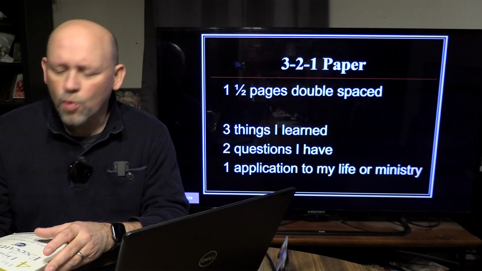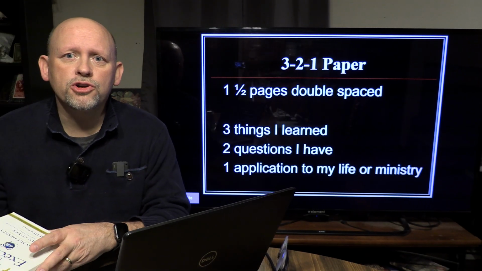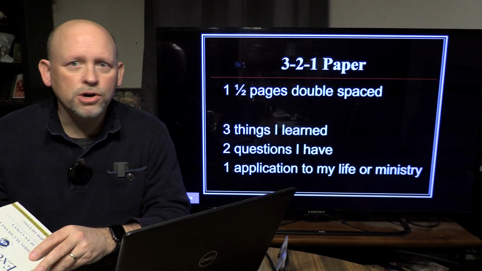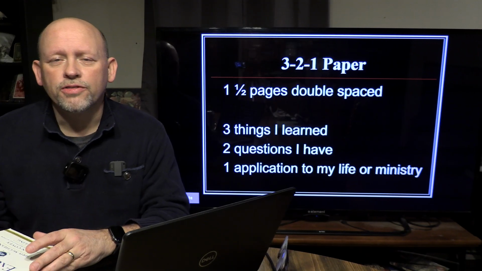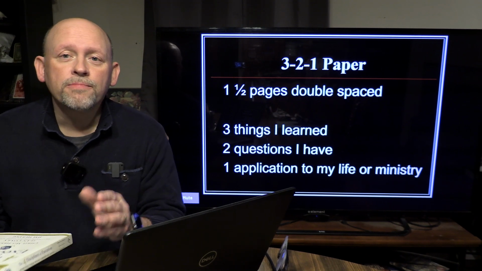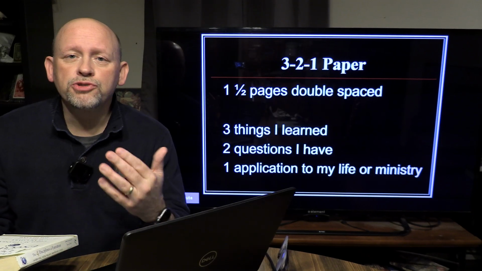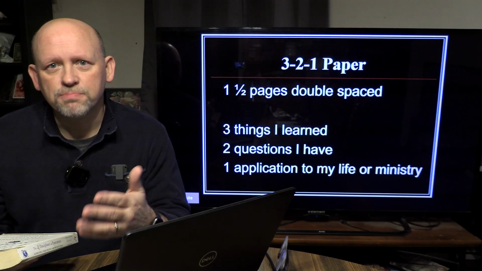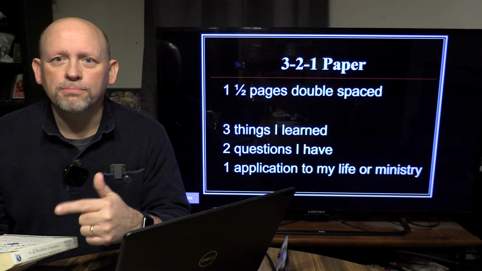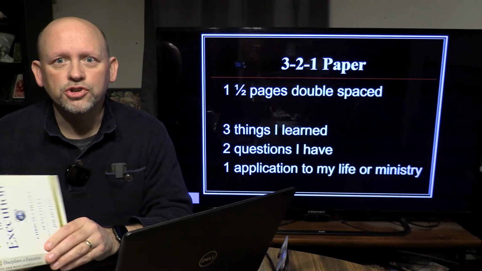Now let me explain why we have you do this. As a minister, as somebody who grows through reading books, you're going to have a lot of books on your shelf, and there's no way that you're possibly ever going to remember everything that you read. And what I have personally found, and this is what I hope for you as well, is that you will find this method very valuable to help you not only remember what was in the book, but secondly, what you have gained from that book as well.